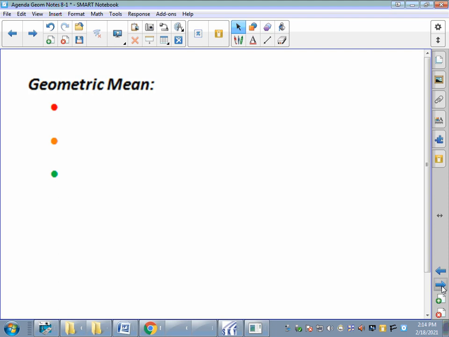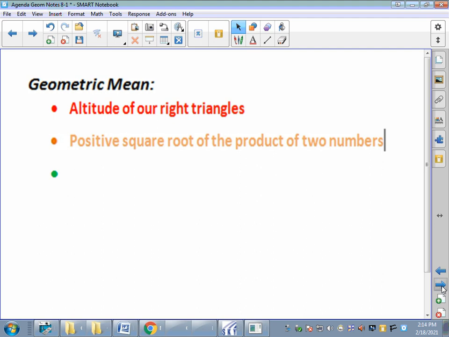However, we could talk about the geometric mean. So the geometric mean is the same diagram. It's the altitude. It's that segment from the vertex to the right angle on the opposite side. The geometric mean is the altitude. It's always the positive square root of the product of two numbers. You know how I said if I was being technical, I could say it's positive and negative. Well, in this case, geometric mean is only positive.